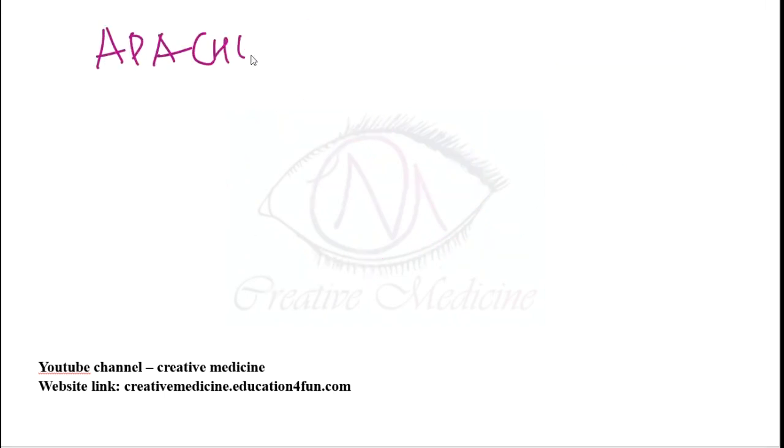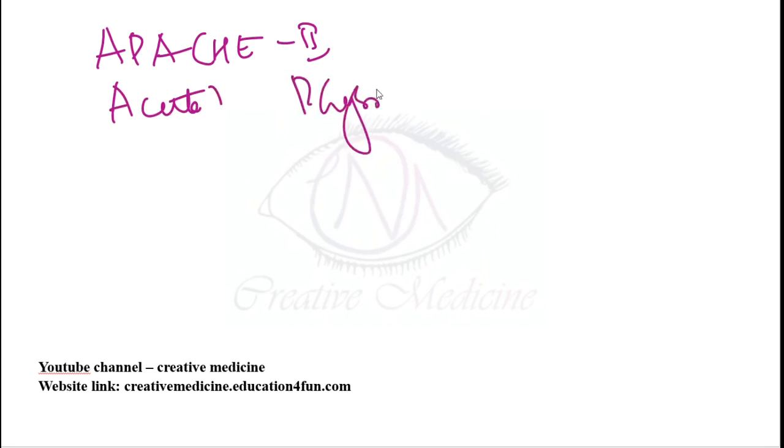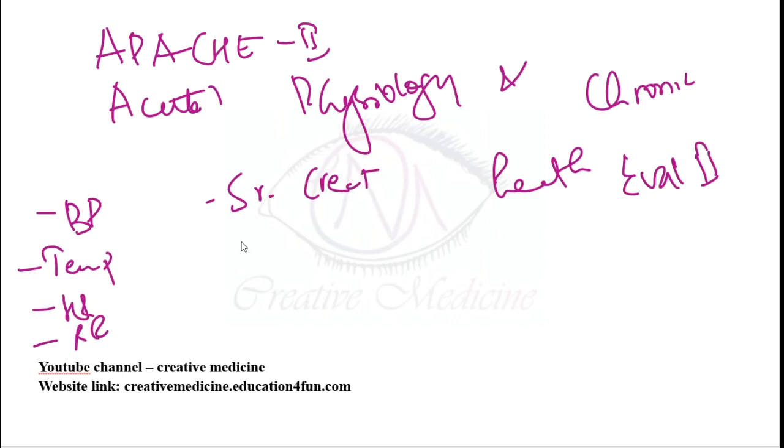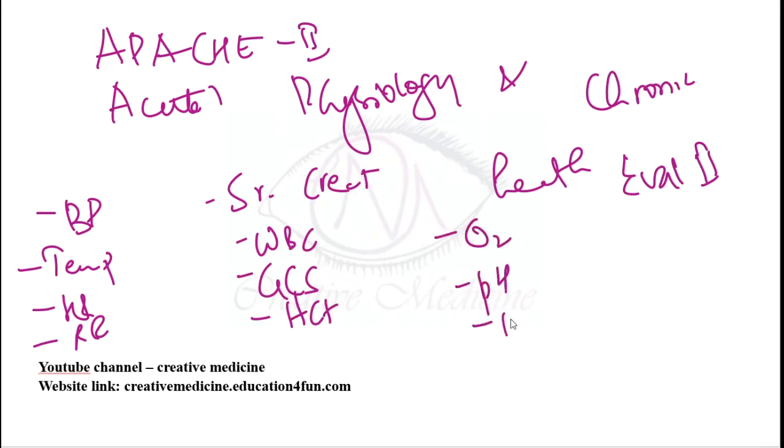Then we have APACHE 2, that is Acute Physiology and Chronic Health Evaluation 2. So what do you see in this? We have BP, temperature, heart rate, respiratory rate. We have serum creatinine, WBC count, Glasgow Coma Scale, and hematocrit. Then we see oxygenation, pH, and potassium.